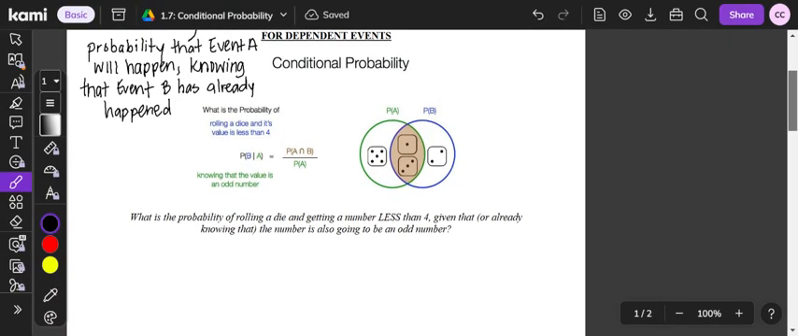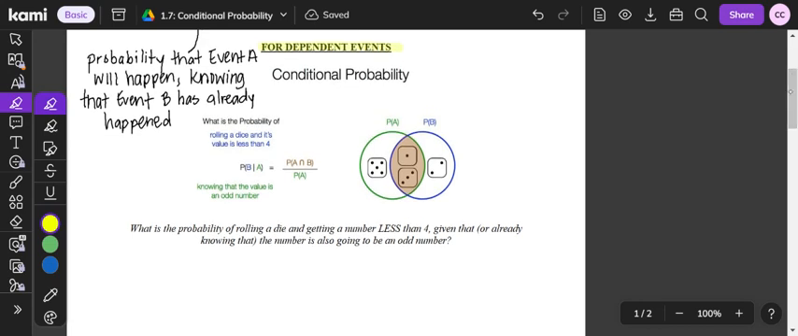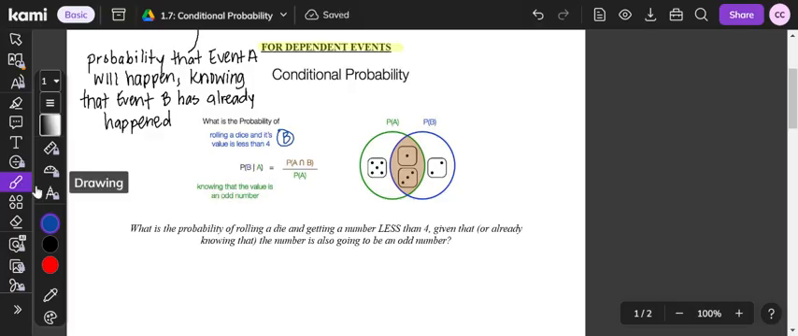All right, let's look at an example of conditional probability. Be careful, we're going to look at two examples because it is different depending upon whether you're talking about dependent events or independent events. These are dependent events, in other words, events that directly impact each other. What is the probability of rolling a dice and its value is less than 4? We're going to call that event B, and it is blue. And then given that you already know the value is an odd number, this is event A.